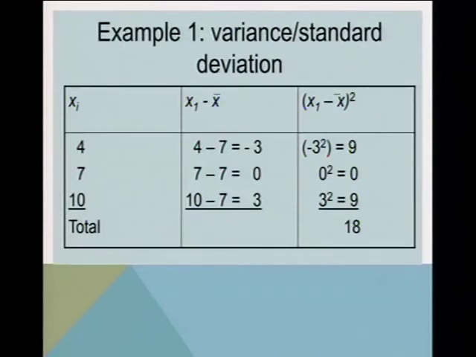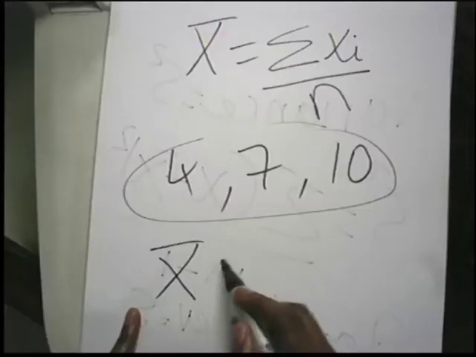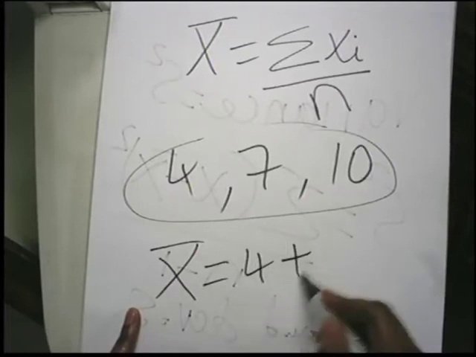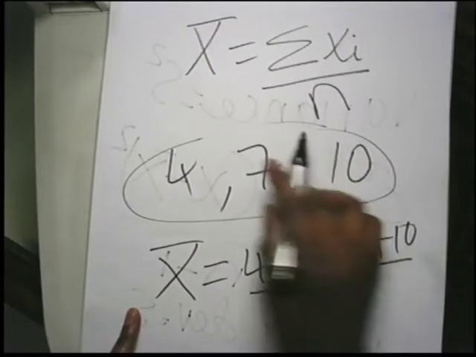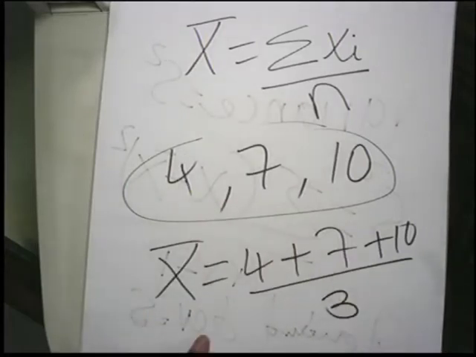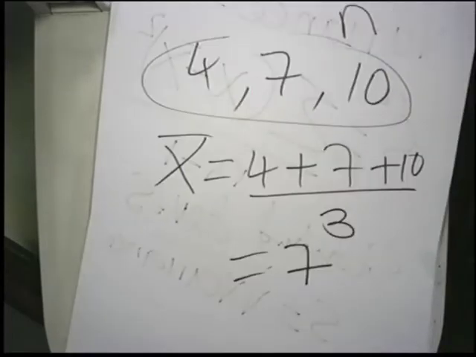Let's say the xi's, these are the variables that you are given. You are given 4, 7, and 10, and you are asked to find the variance and the standard deviation. What you need to do first is to find the mean. The mean, x bar, is equal to 4 plus 7 plus 10, and you divide it by 3, and that will give you 7. So the mean is 7.